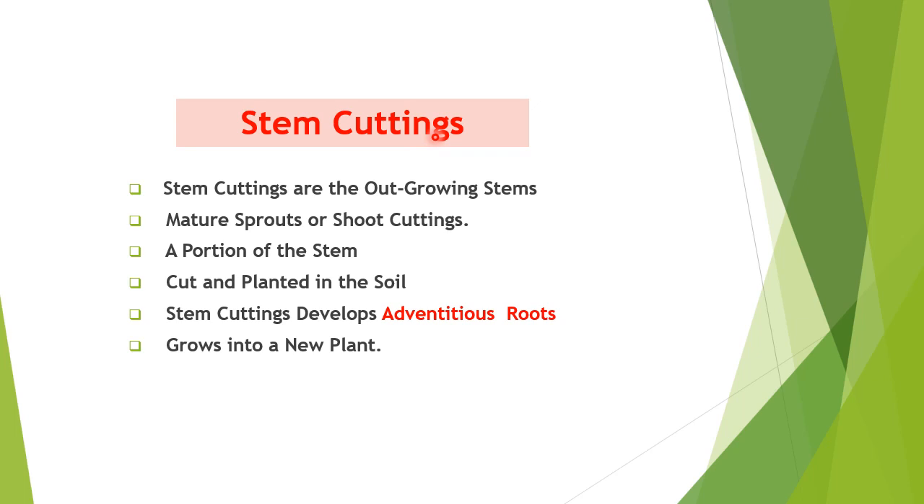What is a stem cutting? Stem cuttings are the outgrowing stems, or mature sprouts or shoot cuttings, a portion of the stem, cut and planted in the soil. Stem cuttings develop adventitious roots and then they grow into a new plant. That means you are taking a stem cutting from the outgrowing stem, a portion of a stem, which is then planted in the soil. It forms adventitious roots and grows into a new plant.